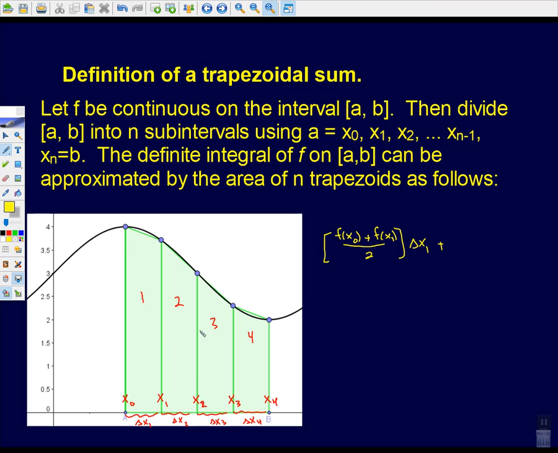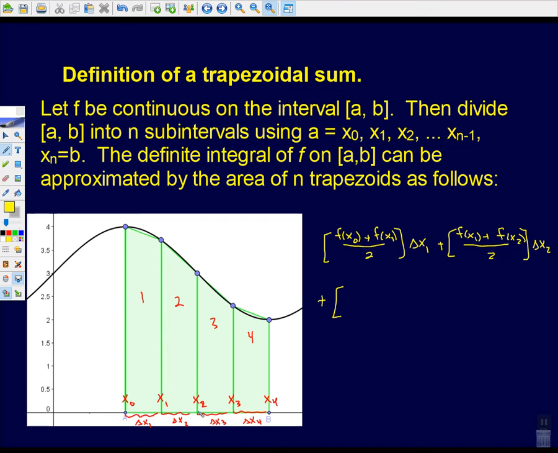And we just work our way across. So in the second trapezoid, the heights are measured at x1 and x2. So f of x1 plus f of x2 divided by 2 to take the average, and we're going to multiply it by the width of that trapezoid, delta x2. And we have 2 more to go, so I'm just going to keep writing out in the same way.